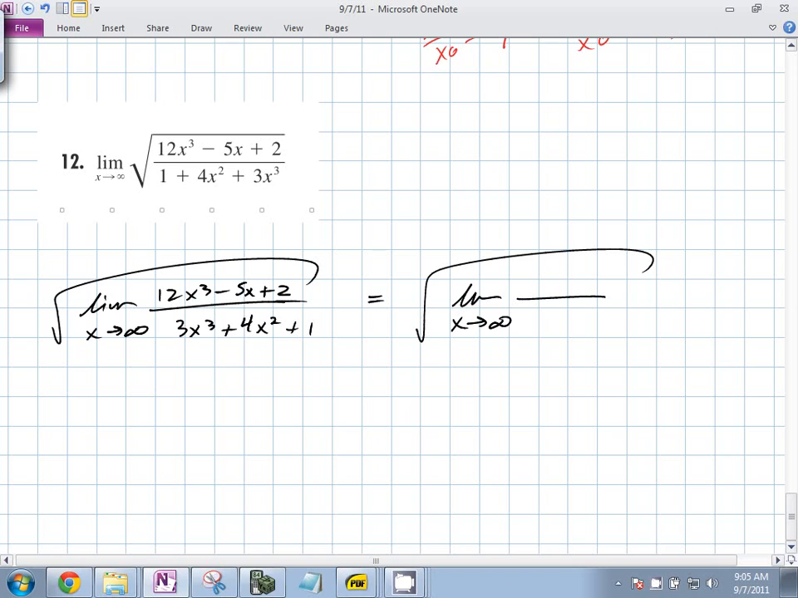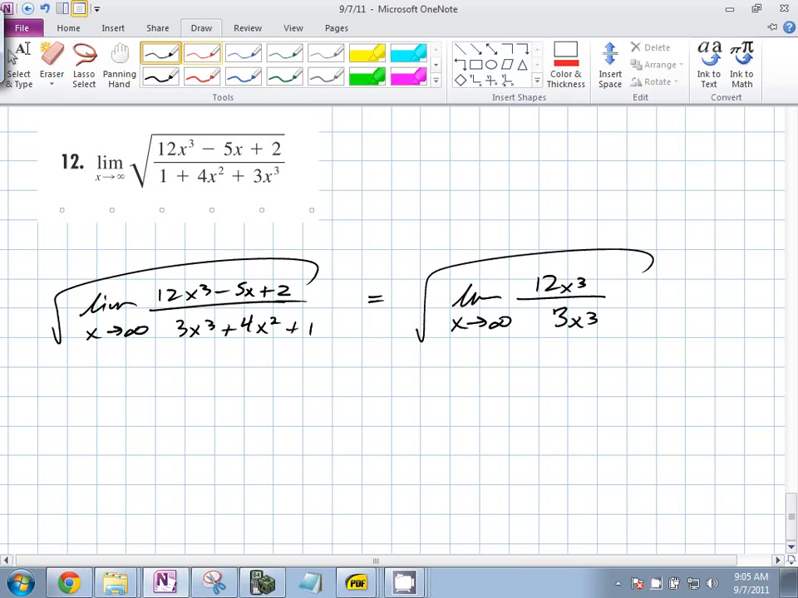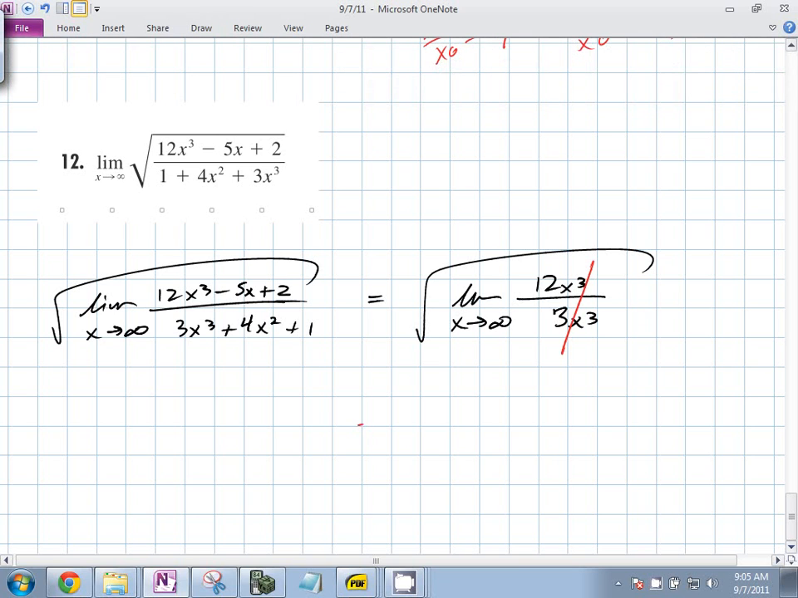The 2 and the 1. 12 and 3x cubed. So what happens? That's gone. This is the square root of the limit as x goes to infinity of 4, which is the square root of 4, which is the principal root, which is 2. Yes. Well, yeah. Is the square root of 12 over the square root of 3 equal to 2? Yes, because 12 over 3 is 4. Yeah. 4. It is.